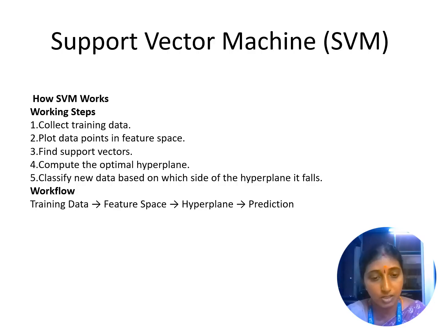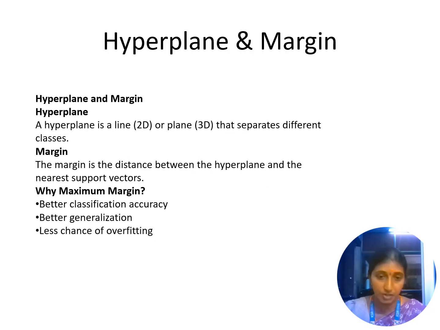Support vector machine works with these steps. First, we collect the training data and plot the data points in feature space, then find the support vectors, compute the optimal hyperplane, and classify the new data based on which side of the hyperplane it falls. The workflow is: get the training data, the feature space and the hyperplane, and finally a prediction.